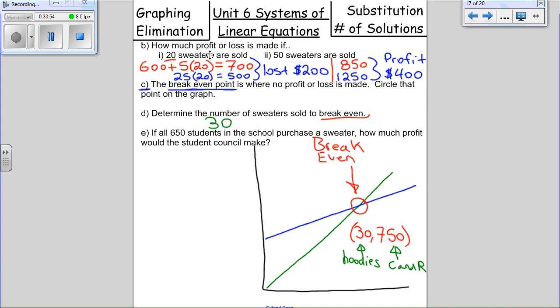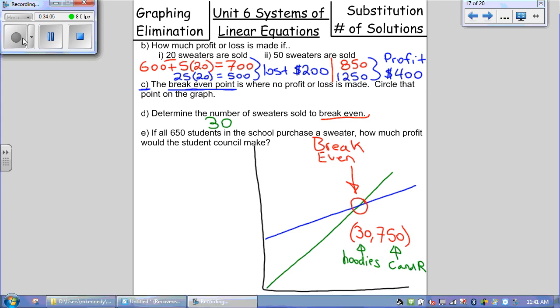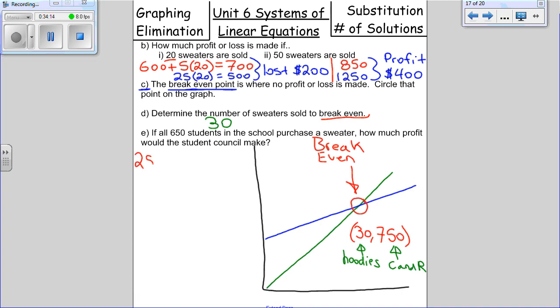If you wanted to figure out how much profit you would make, you would take your revenue formula. Your revenue formula is 25 times the number of hoodies, which would be 650. How much revenue would I make? 16,250. There we go. If you had to figure out your costs, it's 600 plus $5 for every hoodie. What number was that equal to?